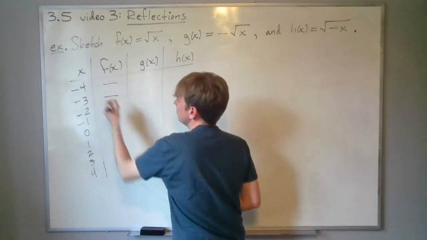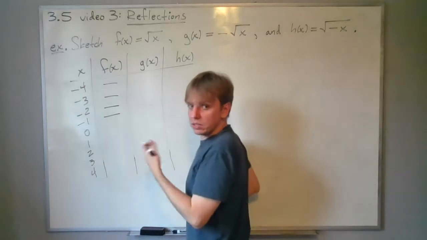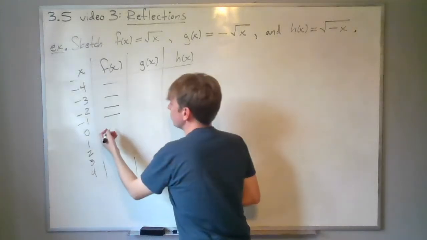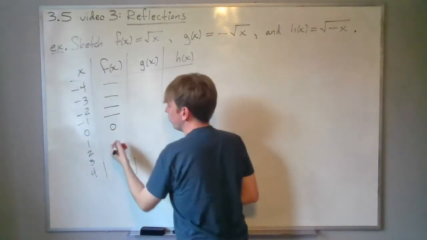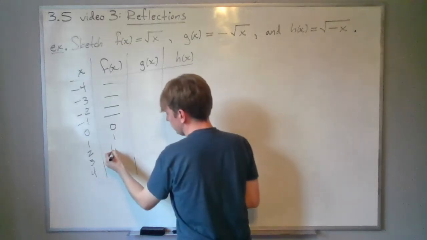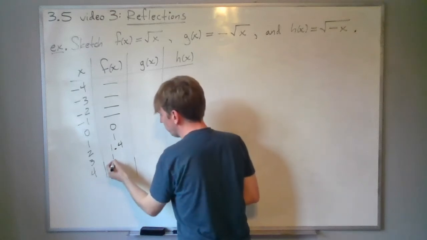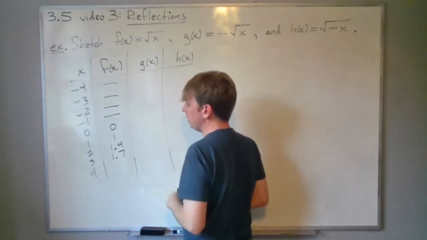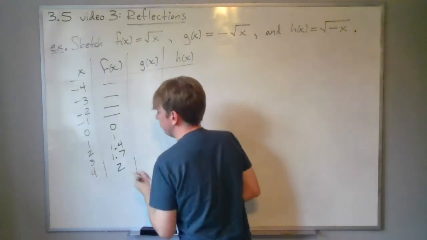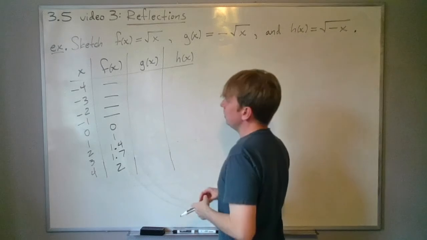Square root of -3, same story. Square root of -2 and -1, again, same story. We can't take square roots of negatives. Square root of 0 would be 0. Square root of 1 would be 1. Square root of 2 would be a decimal. It's approximately 1.4. Square root of 3 is another decimal. It's approximately 1.7. Square root of 4 would be 2. Okay, so those will be some points to put on the graph.